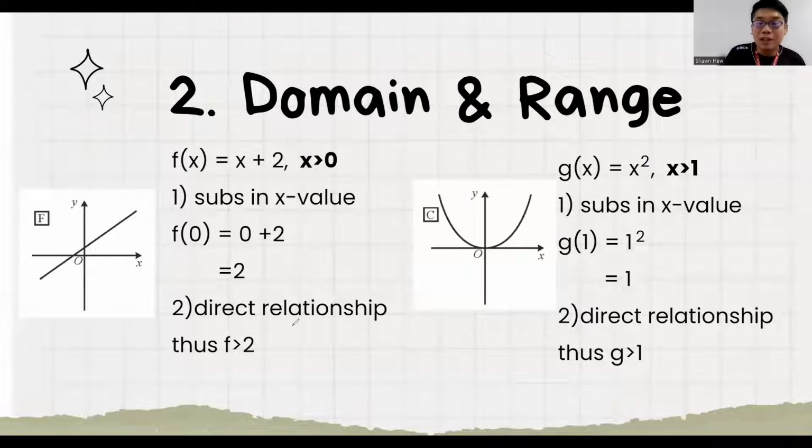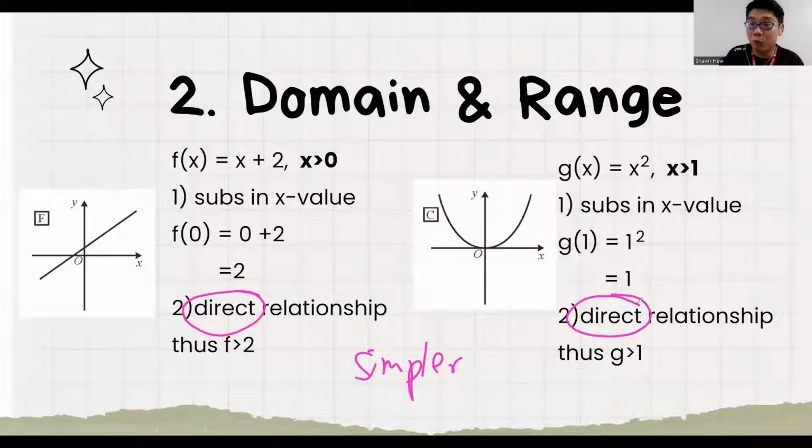These two types of question are the simpler type because you can see they are directly proportional graphs. In this graph, when x increases, y increases. And here, x more than 1, so x increases, y also increases. It's a directly proportional situation, so it's the simpler type. Most IGCSE questions actually ask the simpler type, but they also expect you to know some harder type questions.